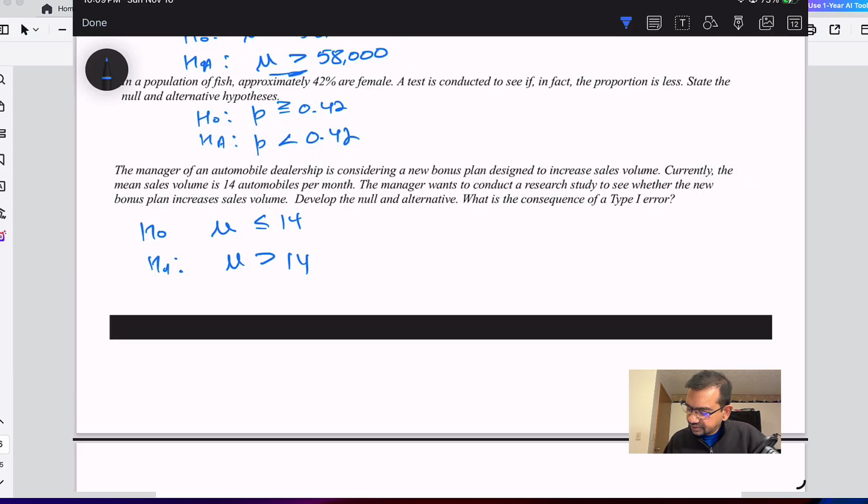And then the next part says, what is the consequence of a type 1 error? Now type 1 error is the probability of rejecting the null when the null in fact may be valid. So in that case, the null says that a bonus plan will not really produce any additional gains in sales, but we reject the null, saying that the bonus plan is actually worth it. Now the cost would be that we will add more expenses because we're incentivizing more, we are offering more bonuses, but we are not seeing a resulting increase in the output.